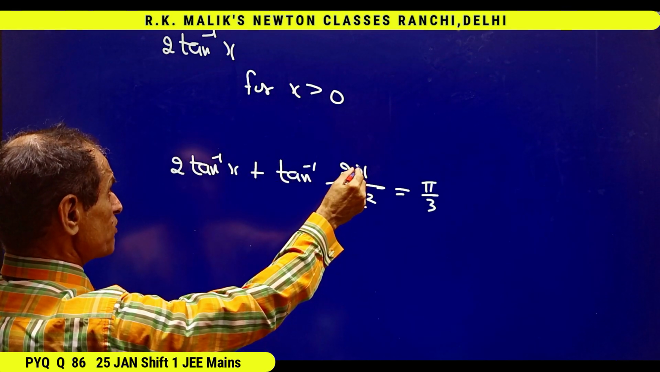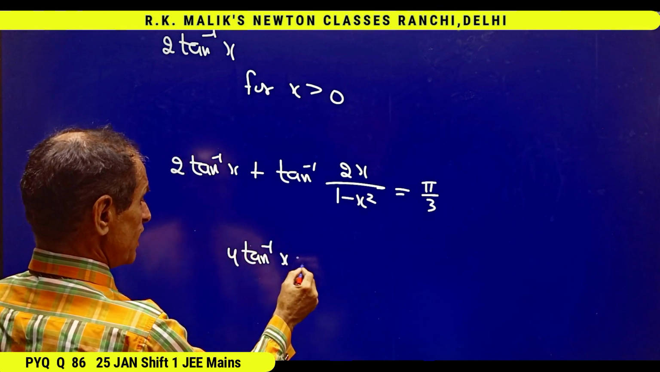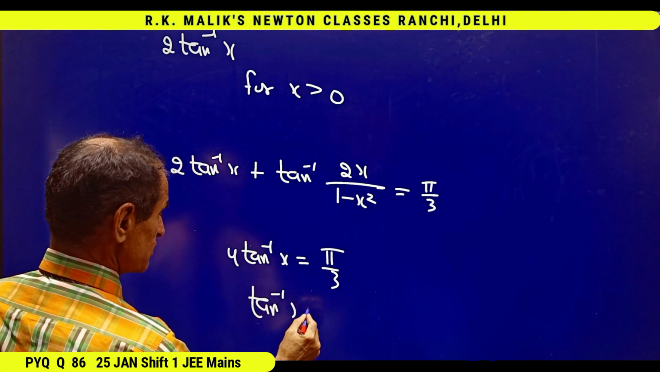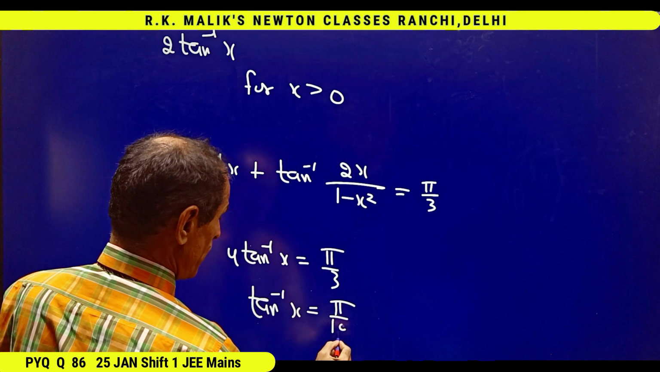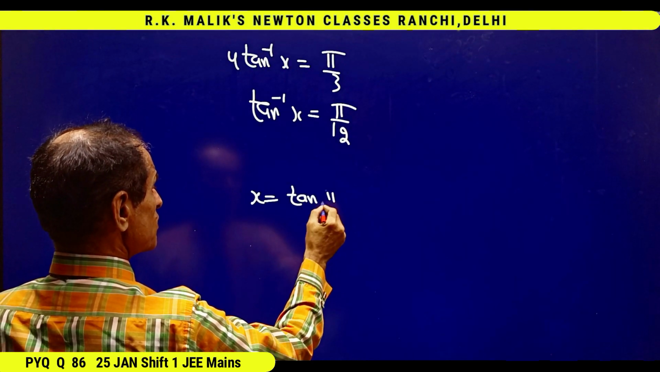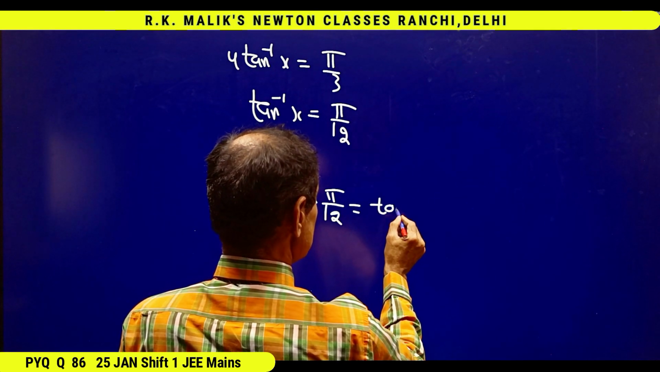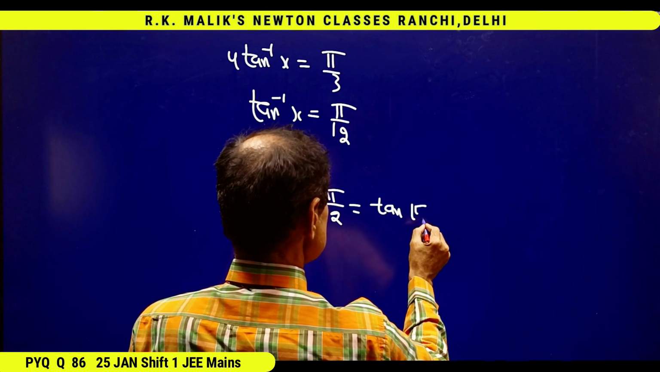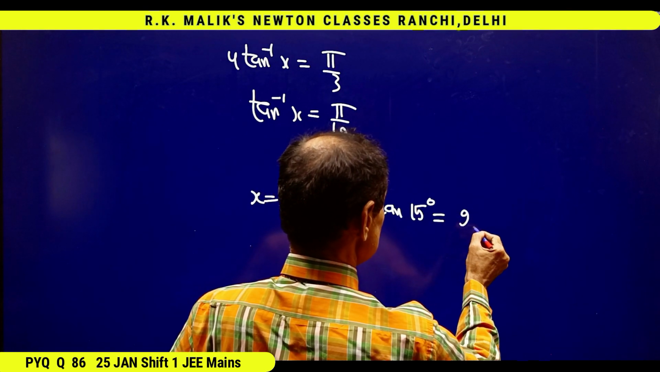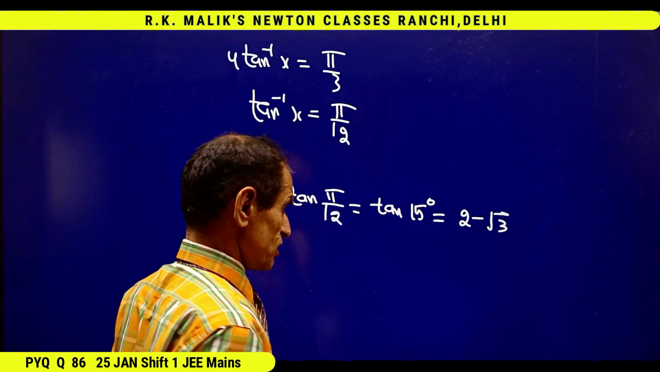Hence, in next step, I will be writing it as 2 tan inverse x. This is equal to pi by 3. It is also 2 tan inverse x. Therefore, I get 4 tan inverse x equal to pi by 3. That is tan inverse x equal to pi by 12. That is x is tan pi by 12, and tan pi by 12 means tan 15 degrees. And you must be knowing that the value of tan 15 degrees is 2 minus root 3 and tan 75 is 2 plus root 3.